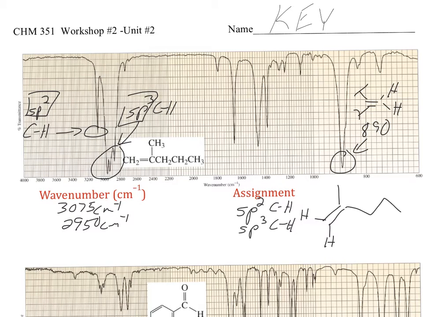This tells me I have that terminal di-substituted alkene. Another peak you can look for is around 1650. That's this. This is that CC stretch. So 1650 tells me I have an alkene, and the 890, which is technically a bend, tells me exactly what type of alkene I have. A terminal di-substituted alkene. Good.